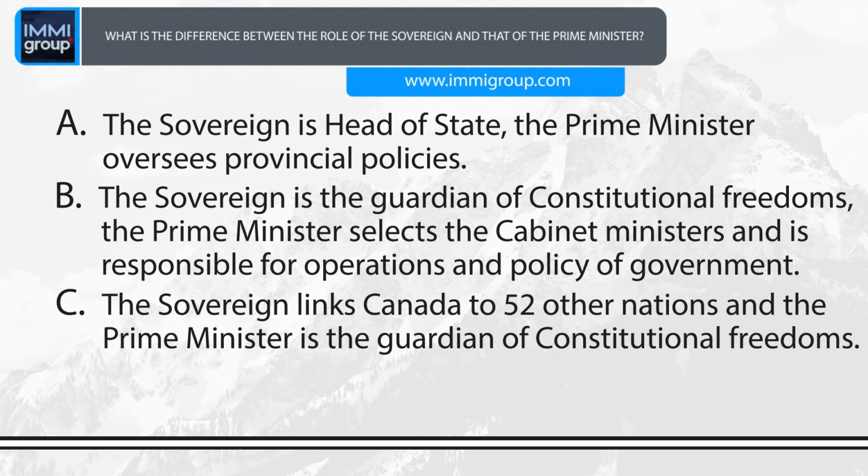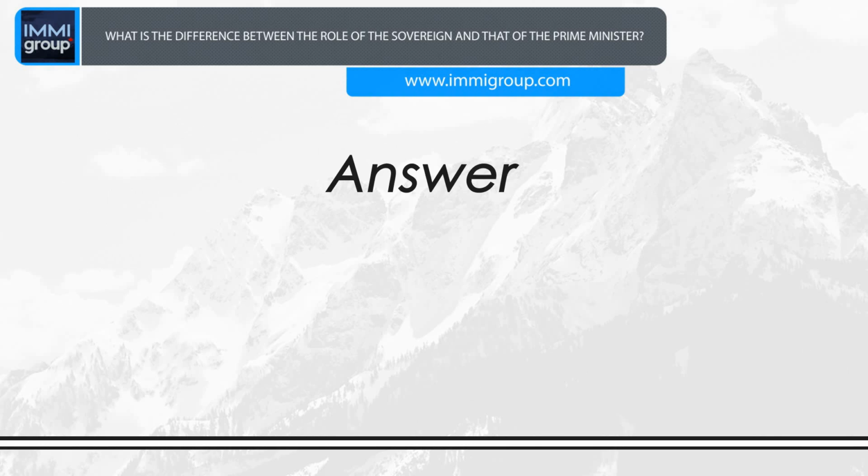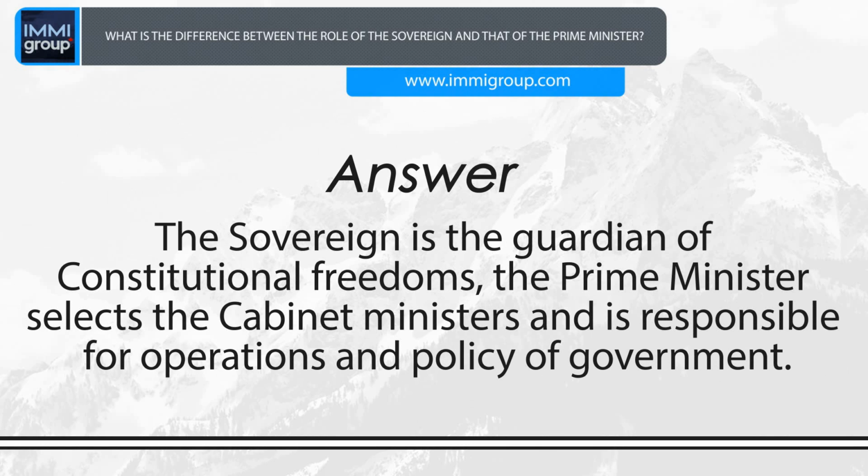C. The sovereign links Canada to 52 other nations, and the Prime Minister is the guardian of constitutional freedoms. D. The sovereign is the symbol of Canadian sovereignty, and the Prime Minister is her aide. Answer: The sovereign is the guardian of constitutional freedoms. The Prime Minister selects cabinet ministers and is responsible for operations and policy of government.